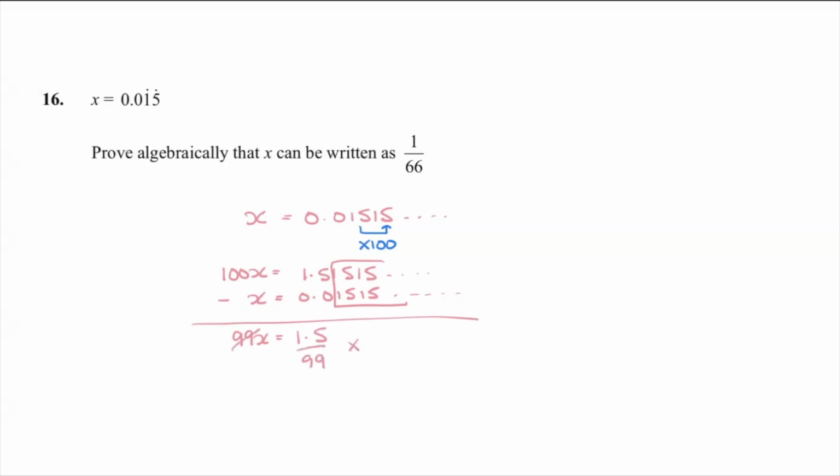We are going to times through by 10 to sort out the decimal. And then remember, we are on a calculator paper. At this stage, I would be putting that into my calculator and making absolutely sure it cancelled to that result that they wanted. And there you go, we've shown it.